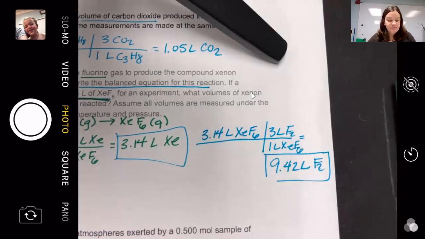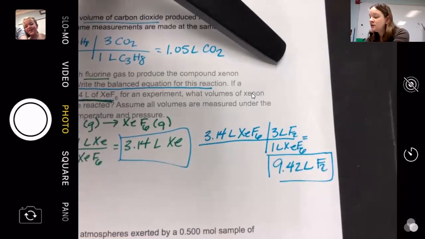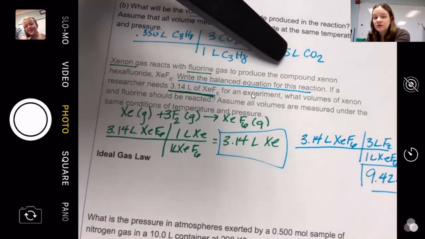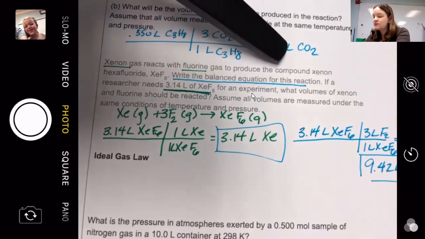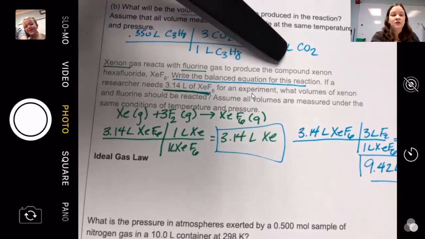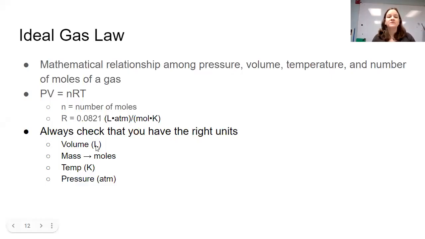All right. So now we're going to move on to the ideal gas law. So I'm going to switch back over to here. All right. So you don't necessarily need to write all of this down. I know some of you are going to try anyways.